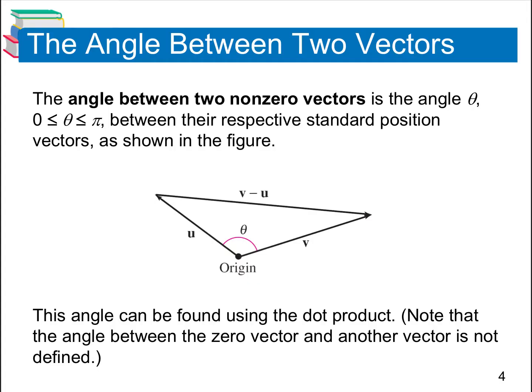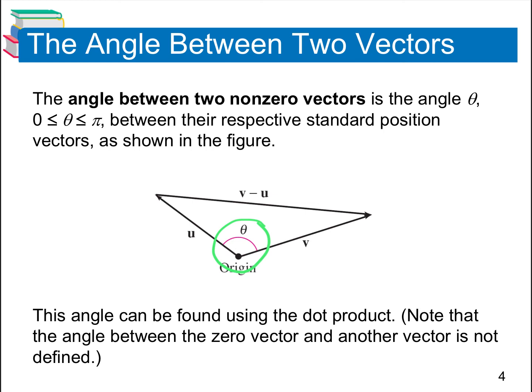All right, the angle between two non-zero vectors is the angle theta between their respective standard positions. We are going to figure out what this angle measure is. They're going to give us two vectors, and we're going to figure out what the angle measure is. On WebAssign, they might give you the angle measure, and you have to figure out the vectors. You just work backwards.